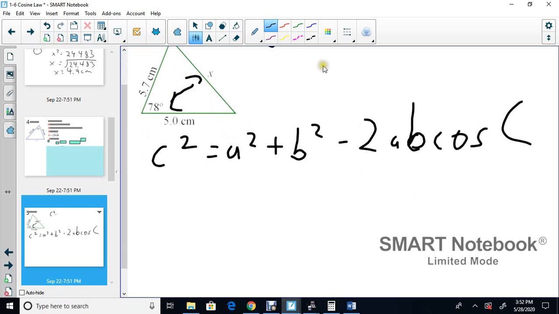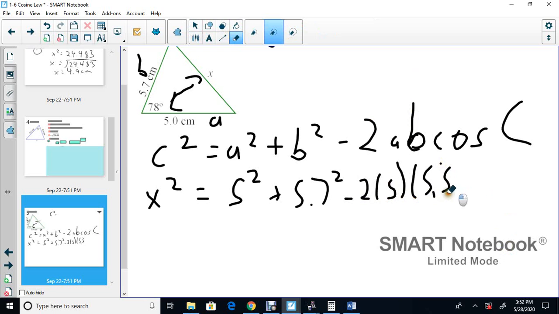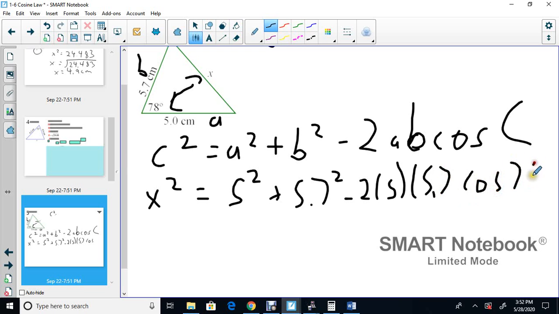C is across, so you've got x squared. It doesn't matter, you can put 5 first, 5 squared plus 5.7 squared, or the other way around. I decided to make this one A and that one B, but you can reverse it. Minus 2 times 5 times 5.7, whoops, not 5.5, but 5.7, cosine of 78. X squared equals.